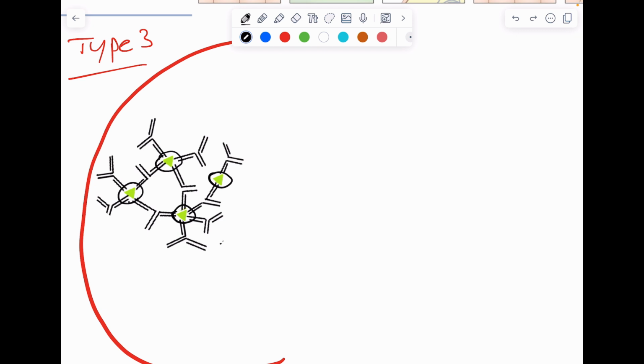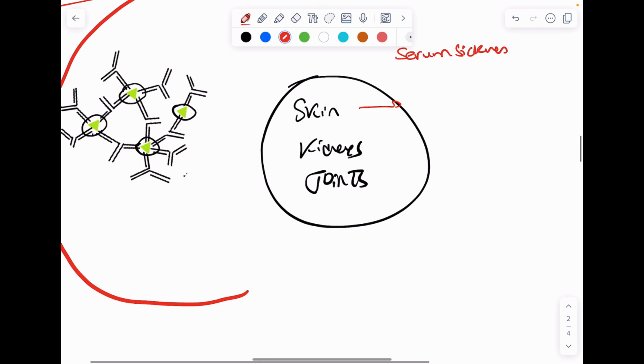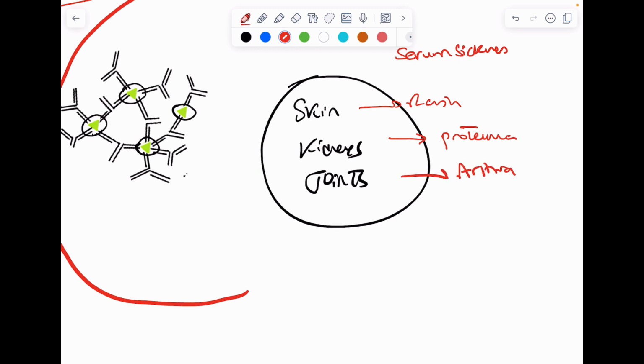They don't just like to float like that. They will end up in blood vessels of the skin, in blood vessels of the kidneys, in the joints. If this happens on a systemic level, it will cause something called serum sickness, right? In the skin, it causes a rash. In the kidneys, in the glomerulus, it will cause glomerulonephritis and proteinuria. In the joints, it will cause arthralgia.